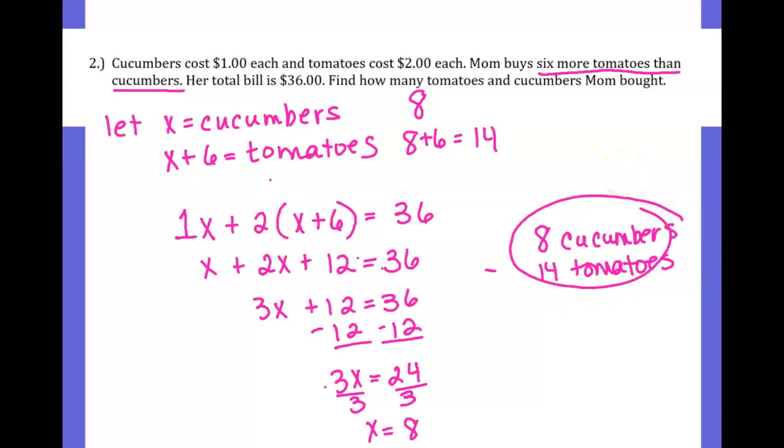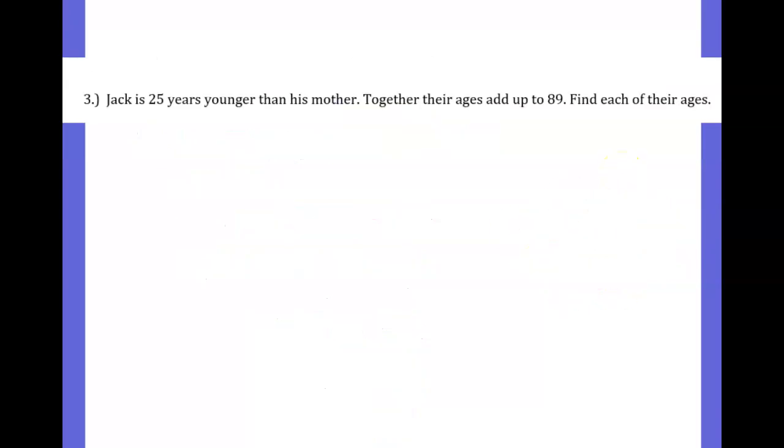Okay, let's look at number 3. Jack is 25 years younger than his mother. Together their ages add up to 89. Find each of their ages. Well, let's start with our let statement. Do we know how old Mom is? Nope, we don't. So let's let M be equal to mother's age.